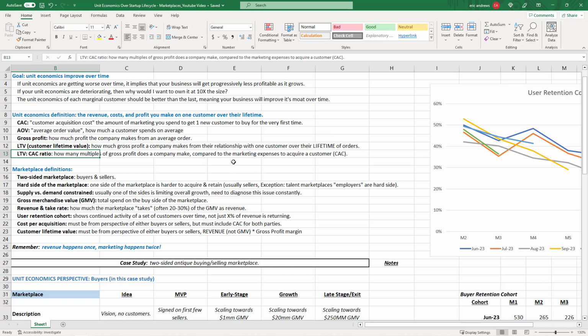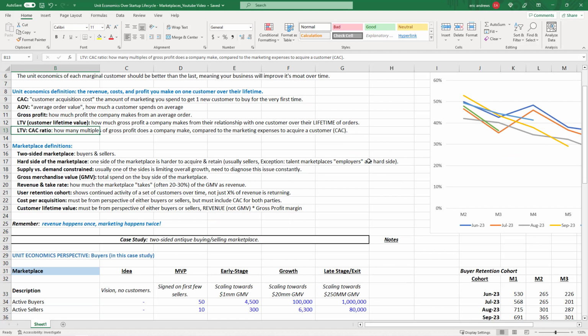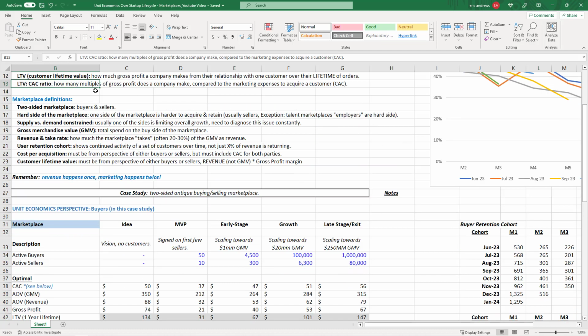And then the LTV to CAC ratio is how many multiples of gross profit a company makes compared to the marketing expenses it incurred to acquire the customer. So if I spent $100 on marketing to get a customer to buy from me, and then on their first order, I only make back $50 in profit, well, I'm actually in the red $50, because I spent $100 and only made $50 back. But if that customer goes and buys from me 10 times total, then I will make many multiples, and that is the LTV to CAC ratio. You want this LTV to CAC ratio to be, it depends on the business model, but with marketplaces, 3 is a good benchmark, and we're going to get into that.